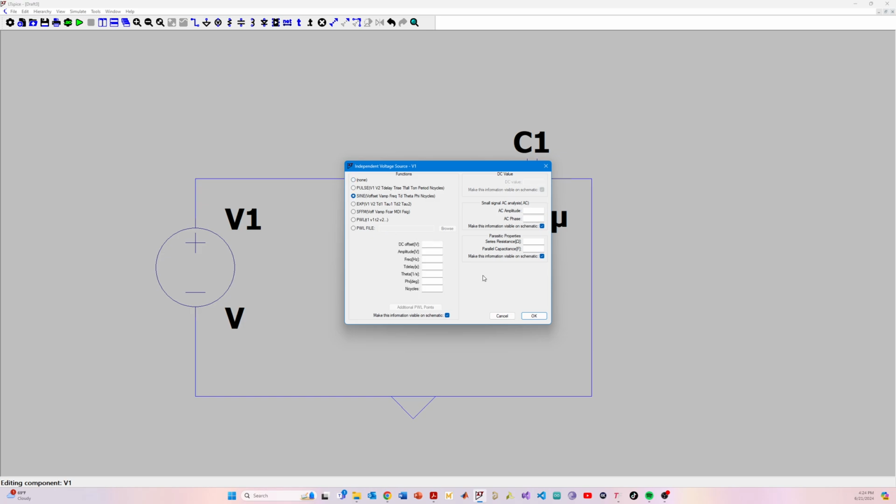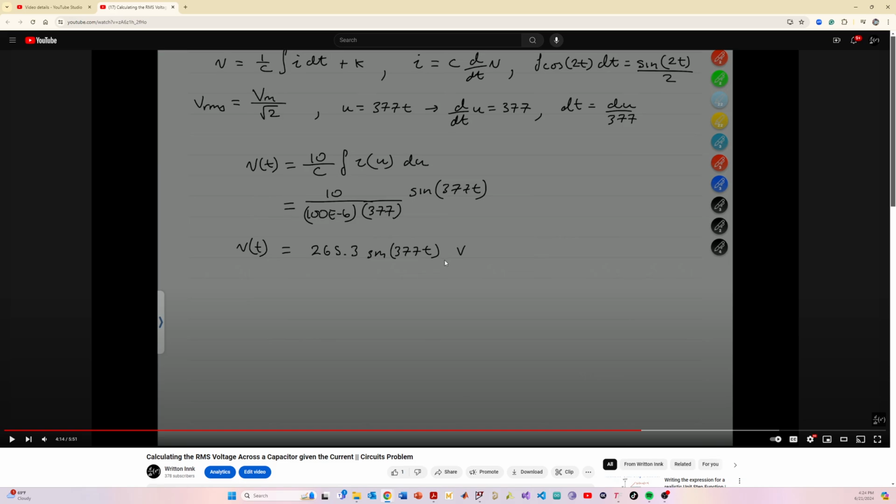We normally use sine. So our amplitude, I think, is 265 point something, 0.3. Let's go and check. 265.3. Yep, 265.3. And then for our frequency, this is omega t. Omega is equal to 2 pi f, so our frequency is equal to omega divided by 2 pi.